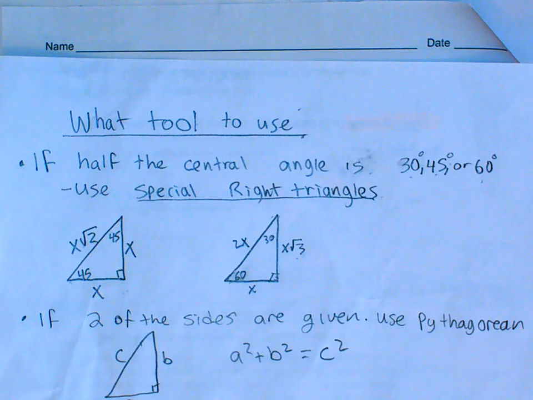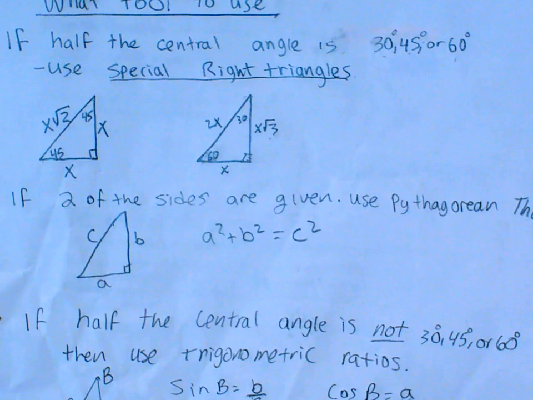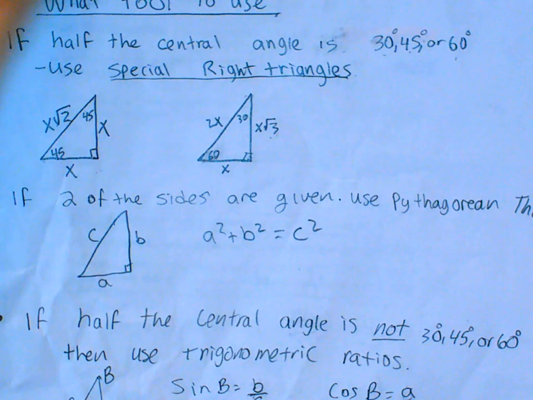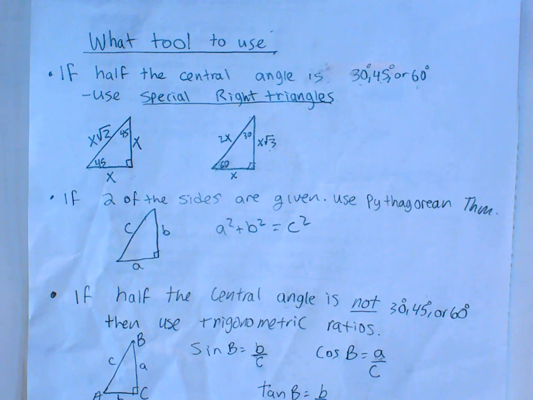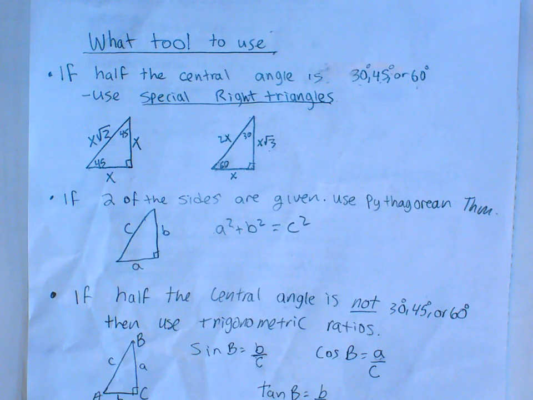Nothing new. If two of the sides are given, then you are going to use the Pythagorean theorem. Nothing new. A squared plus b squared equals c squared. This is in the case that you are not given a side length and the apothem.